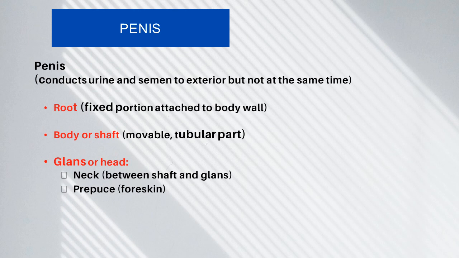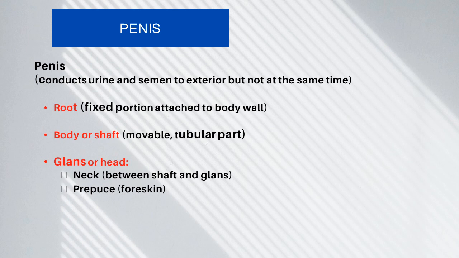Now, we move to the penis. Penis encircles the urethra, as the urethra conducts the urine and also semen to the exterior, but not at the same time. Okay? For penis structure, it has root, body, and glands or head. Okay, first the root of the penis. The root of the penis is a fixed portion that attaches to the body wall. Okay, so the root of penis is immovable.